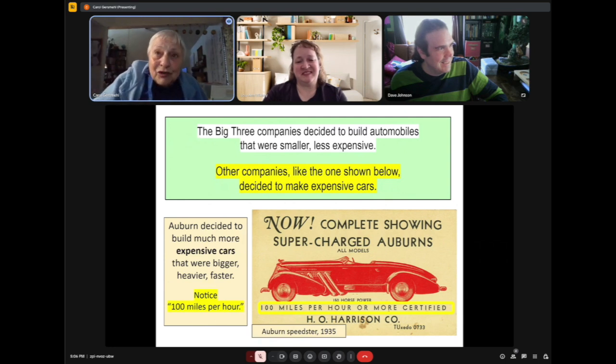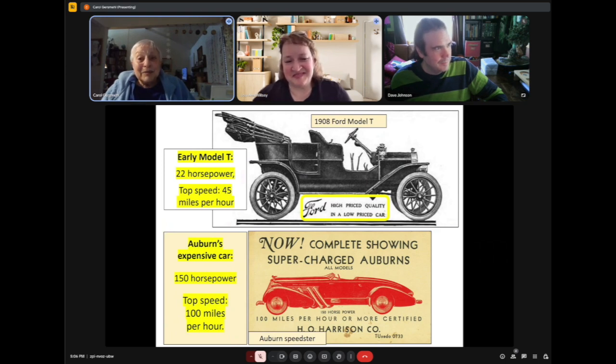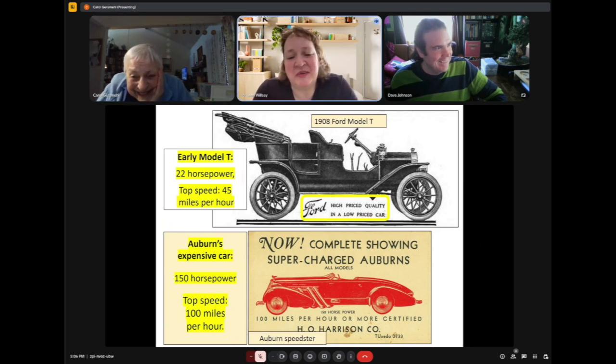And I want to show you a comparison. Here we have the Model T on the top. It has the power of the equivalent of 22 horses, called 22 horsepower, and it could go a top speed of 45 miles an hour. Look at the Auburn. For heaven's sakes, 150 horsepower? Good heavens.